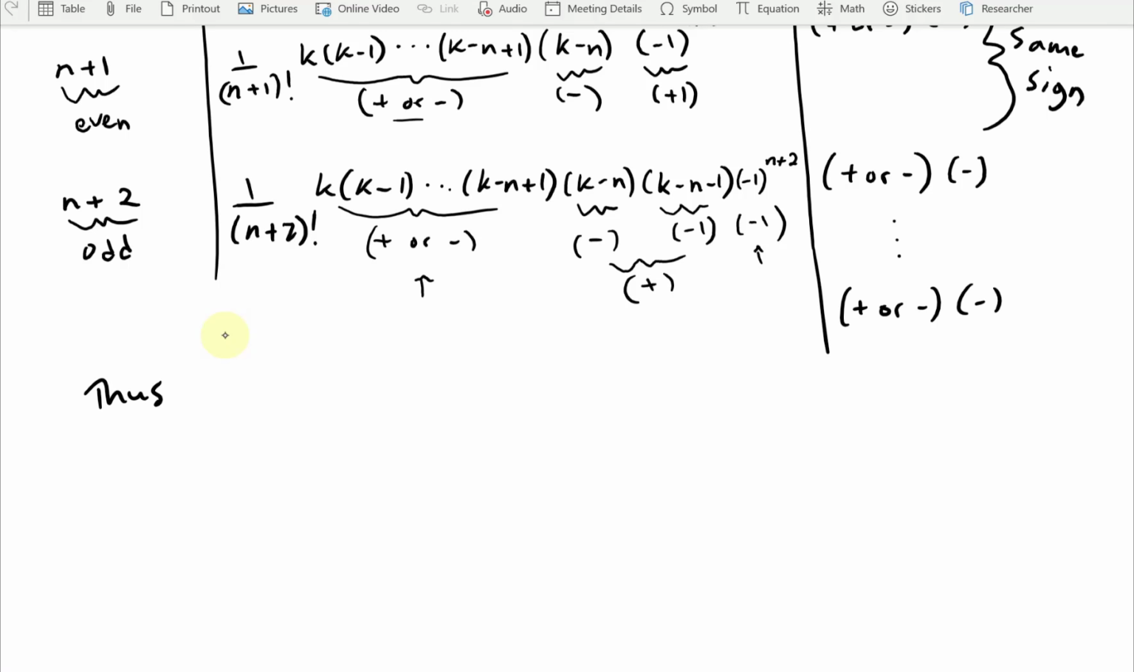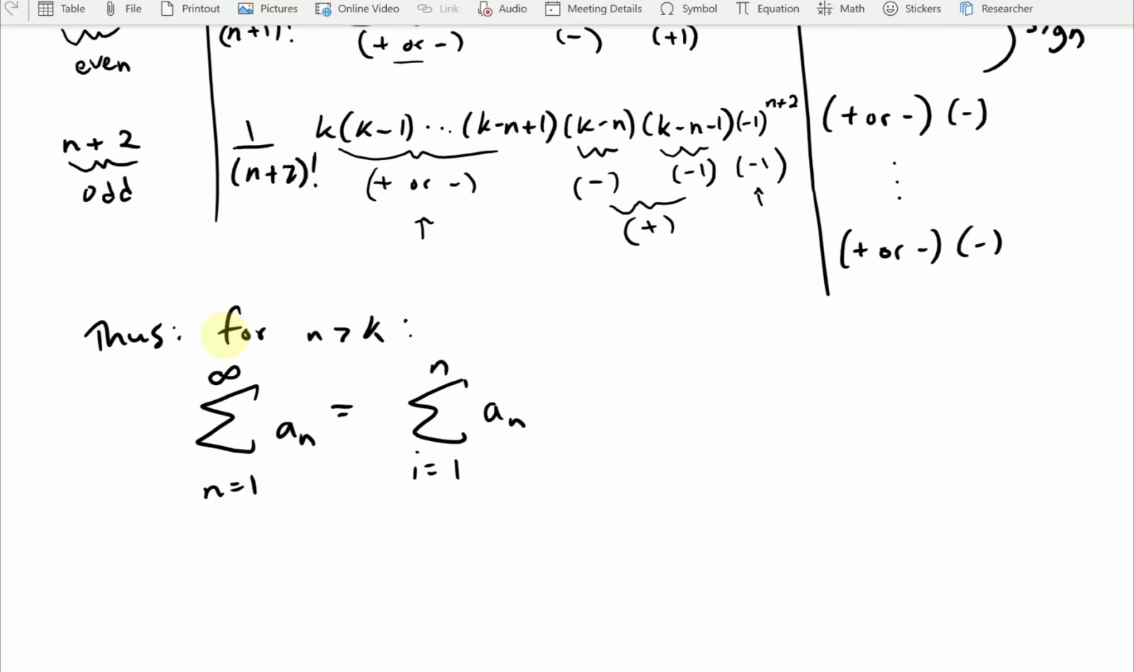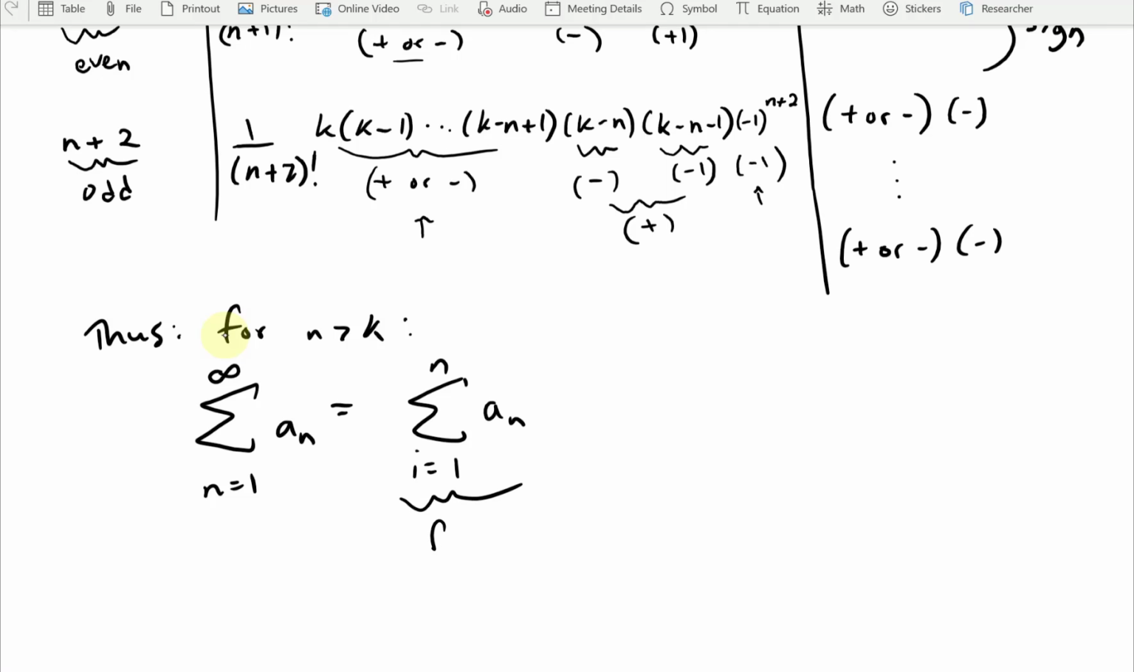And thus, for n is greater than k, we're going to have the absolute value like this. We're looking at the series from n equals 1 of a_n. This will just equal, so remember, all that matters is the point as we go into infinity. So we're going to have up to n. Let's go from i equals 1 of a_n. So this is going to be finite. And if it's finite, it has a limit.